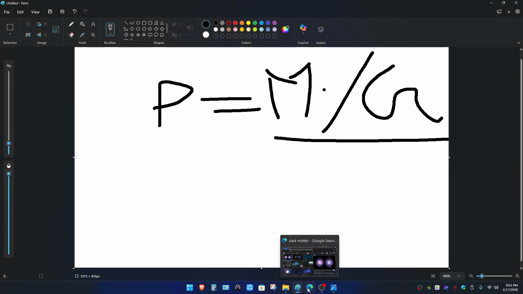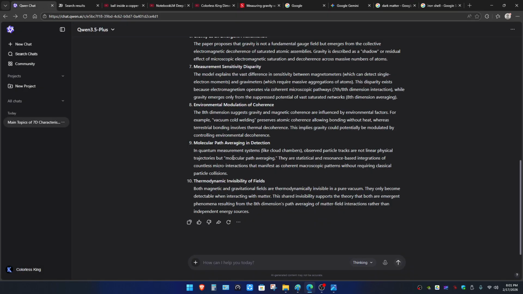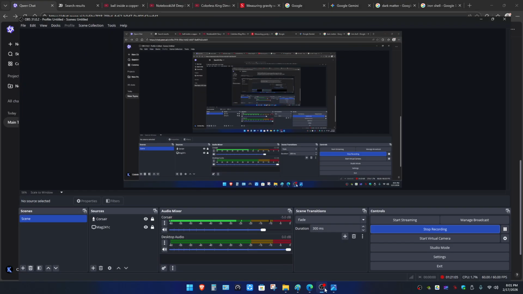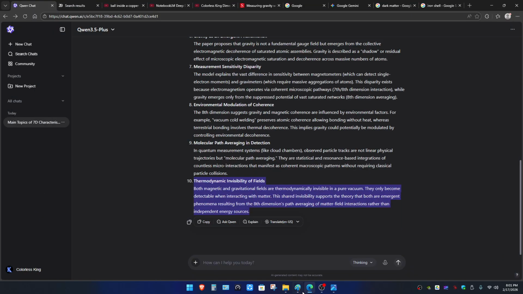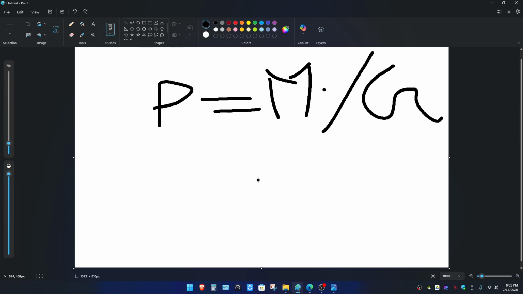Okay. Now another thing is the following one, which is molecular path averaging interaction. Okay, I think this is cloud chamber. Quantum cloud chamber system, like cloud chamber observed particle track nonlinear. It shouldn't be here. Why is this here? Thermodynamic invisibility field. Okay, this is the one that I have already explained about the magnet. So overall, what does it mean? Overall, I will say our understanding of the atom is incorrect.